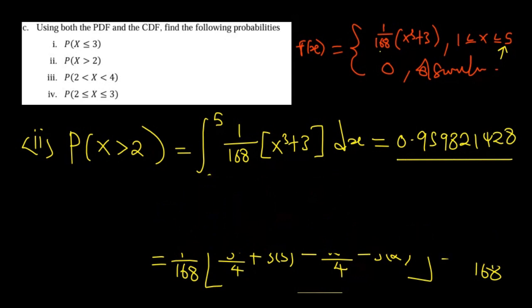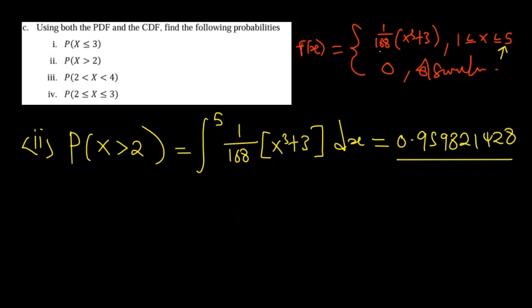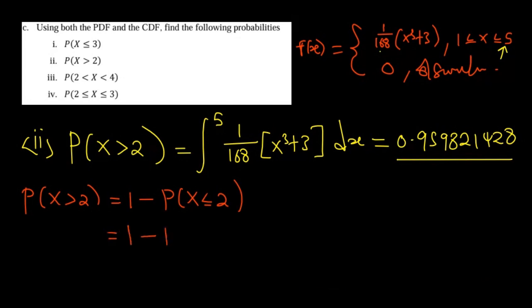Let's now use the CDF. So for the CDF, we always have to make sure that this has x less than something. So the probability that x is greater than 2, by the complement rule, is the same as 1 minus the probability that x is less than or equal to 2. So this we can find by the CDF. So this will be 1 minus F of 2.